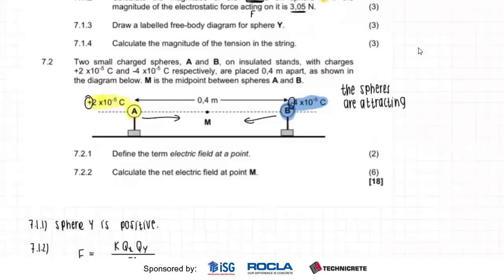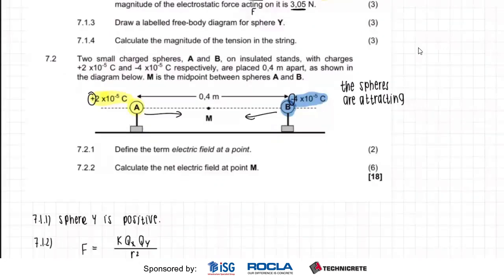7.2.2 asks us to calculate the net electric field at point M. So here at point M in the middle, we are experiencing some force coming from A, and we are experiencing force coming from B, and the force experienced at point M is the sum of the force from point A and the force from point B. Okay, we're going to add them together and see how much that is.